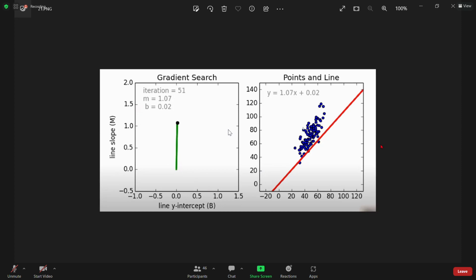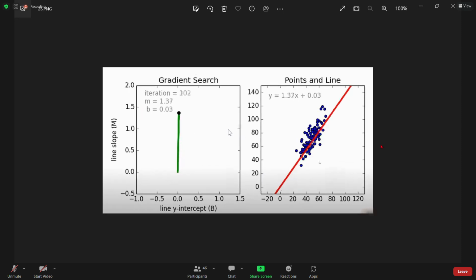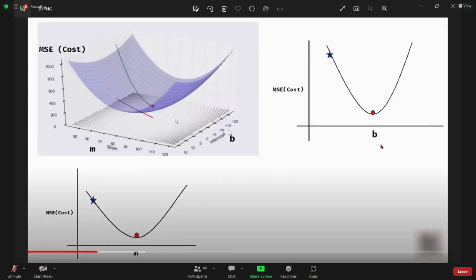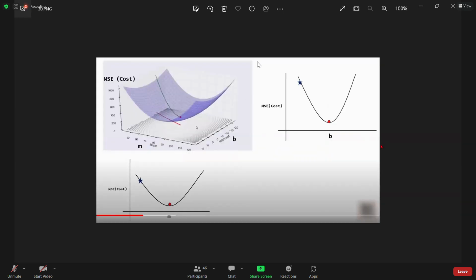Next step, 0.02. Okay. And now the slope keeps increasing here, and finally we reach the global minima. But here I wanted to ask, have a look at this, guys.